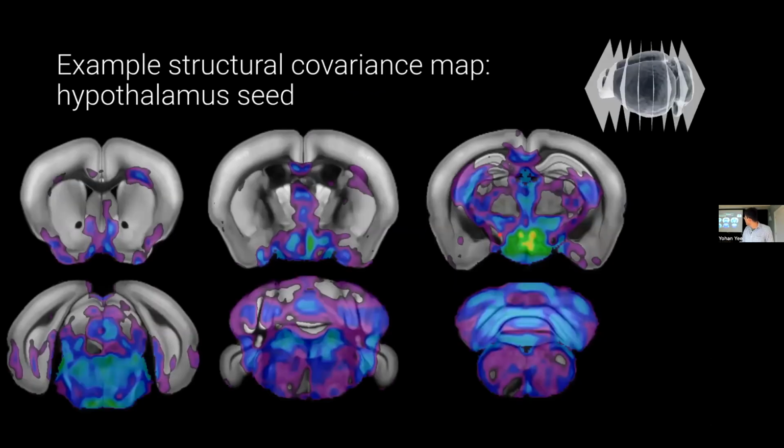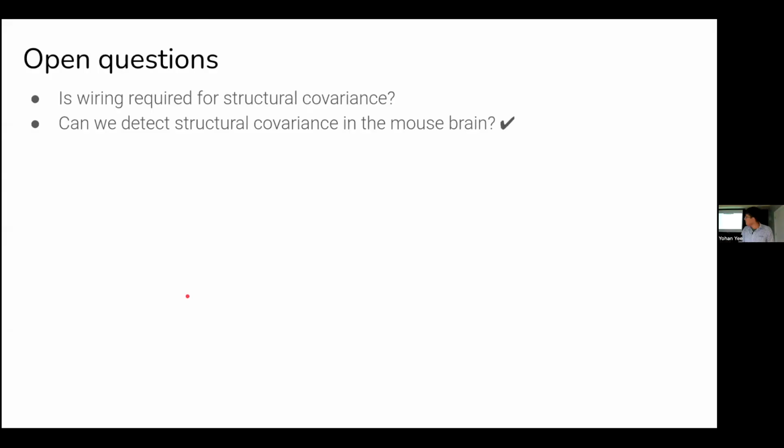So for a seed in the hypothalamus, a structural covariance map looks like this. Essentially, you have high correlations in the hippocampus, you have high correlations in the cerebellum, and you have high correlations in the hindbrain. One thing you'll notice is that structural covariance tends to be very bilateral. So if you have high structural covariance on one side of the brain, you'll typically have high structural covariance in the other.